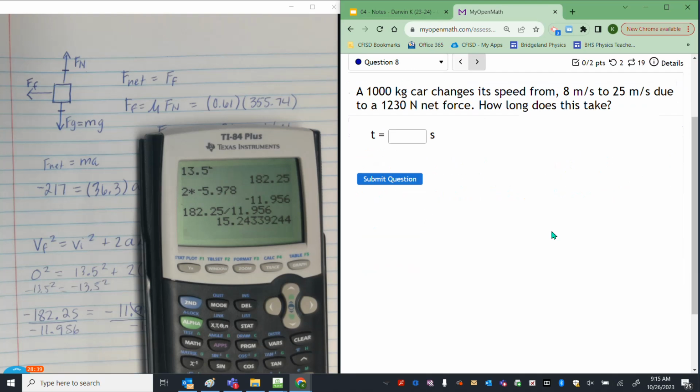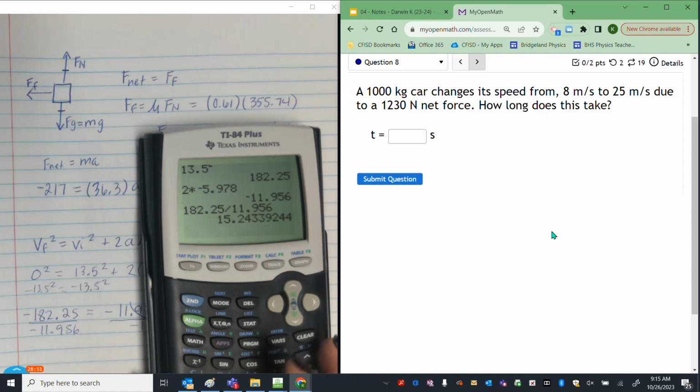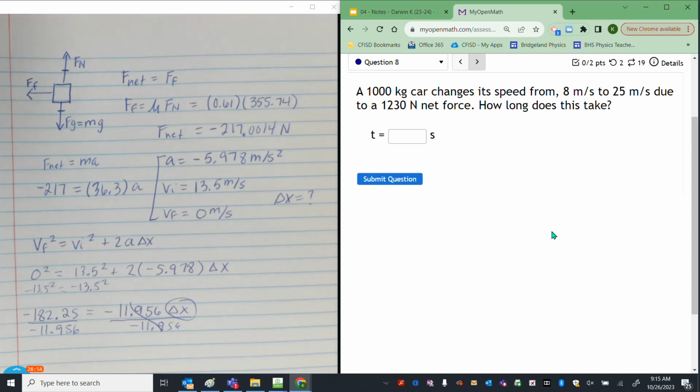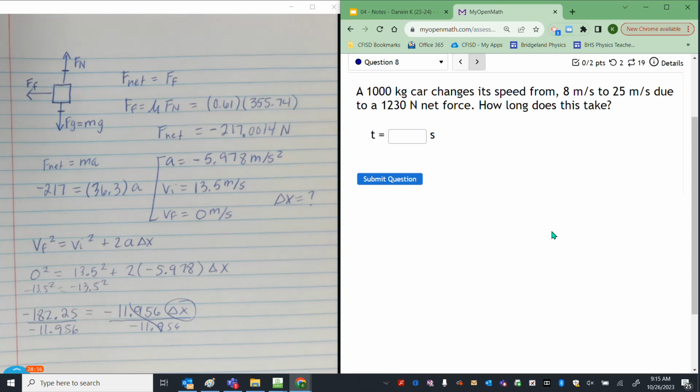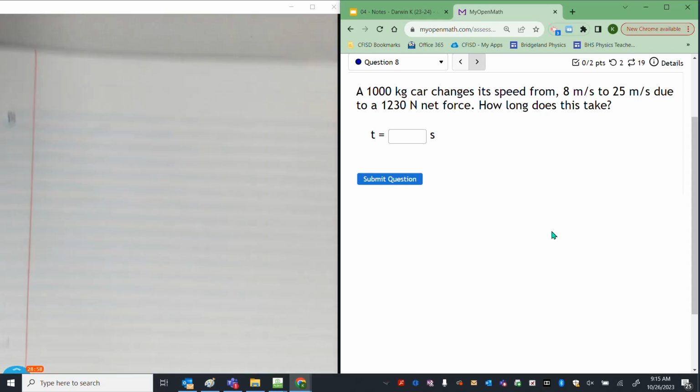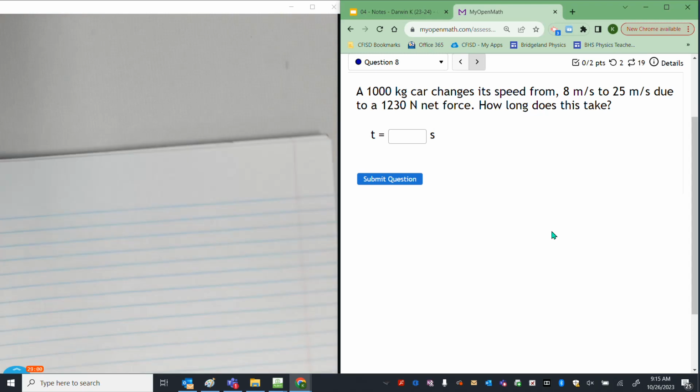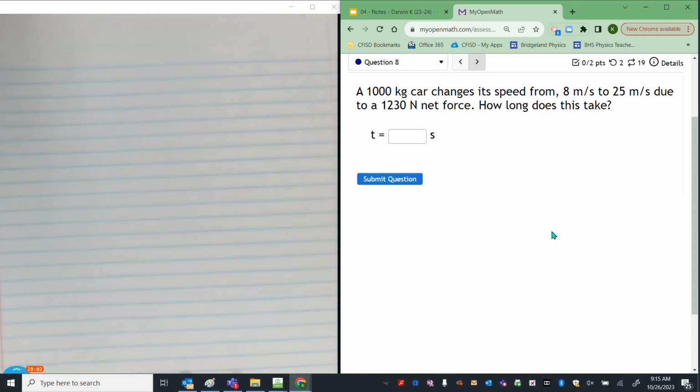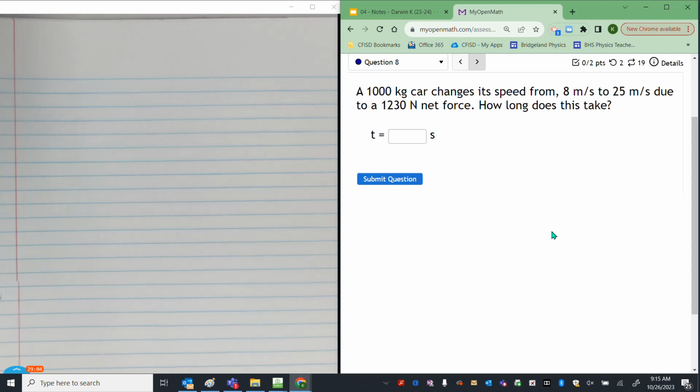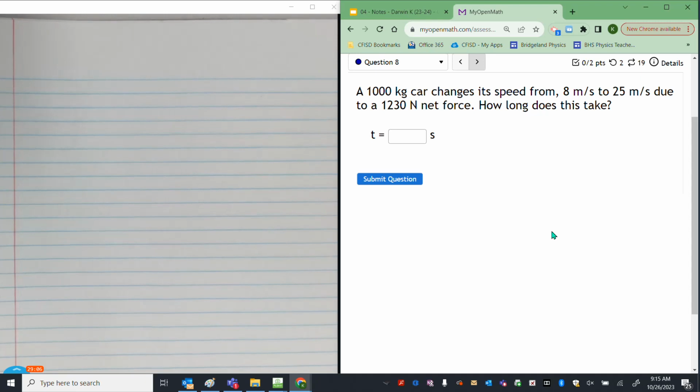Number 8 says a 1,000 kilogram car changes its speed from 8 meters per second to 25 meters per second due to a 1,230 Newton net force. How long does this take? Okay, so again, a good place to start with these is going to be labeling everything, because we don't know exactly where we're starting necessarily just by looking at it. And I have so many equations now to choose from that it's going to be important to label things so we can figure out how to get to the ultimate answer at the end, in this case time.